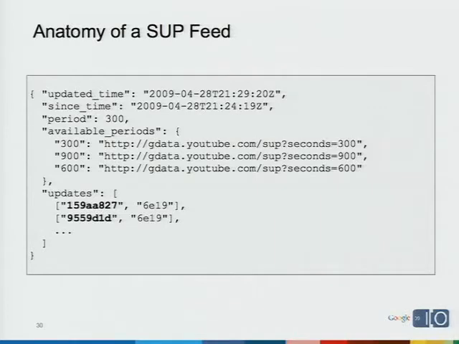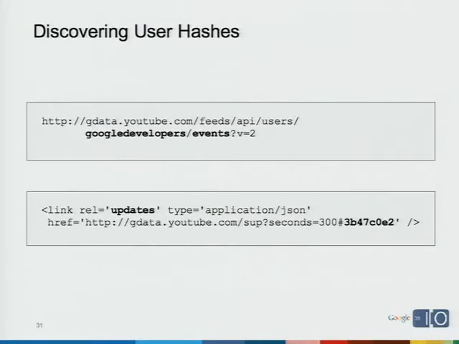So pretty straightforward, but there's an obvious problem here, which is how do I know what users these hash codes correspond to? And to do that, you just retrieve the activity feed for a specific user. And if you look in the activity feed, we have just a link element that has this link that points to our SUP feed, and inside of the anchor part of that URL is the hash code.